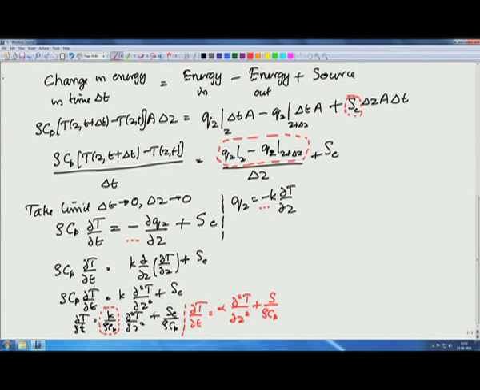Okay. We will see a little bit more about the analogy between this and mass and heat diffusion in the next lecture, and then we will look at how to solve these problems.